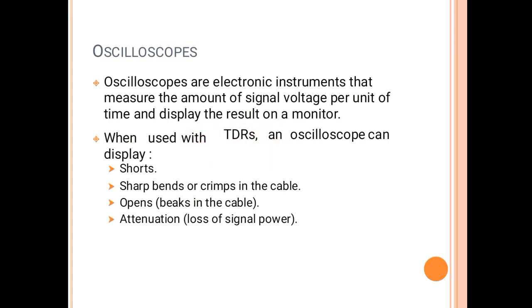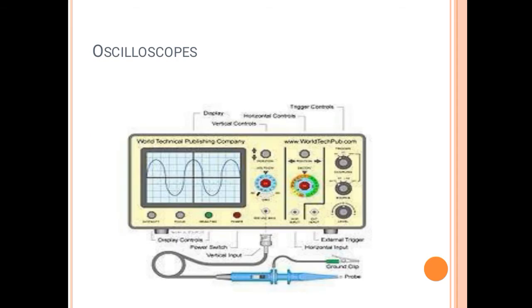So when used with TDR, an oscilloscope can display shorts, sharp bends or crimps in the cable, opens, which means breaks in the cable, and attenuation, which is loss of signal power. And this figure is about our oscilloscope.